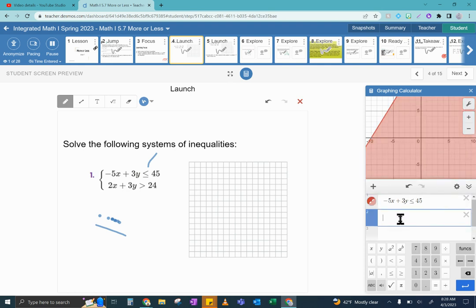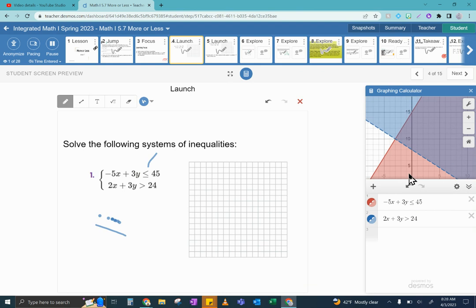So there goes that. The next one is 2x plus 3y is greater than 24. And so you get this system of inequalities here graphed. You see a dashed line here. You should have already predicted that in your head: oh, that's a dashed line. You should have already predicted, oh, I think it goes above. And then you would check your solutions to make sure.